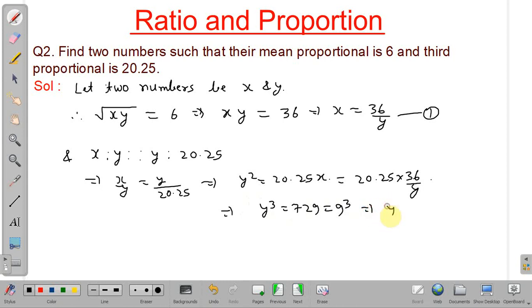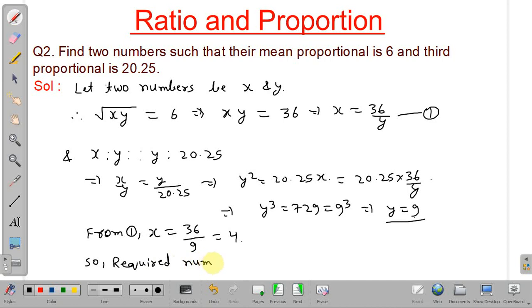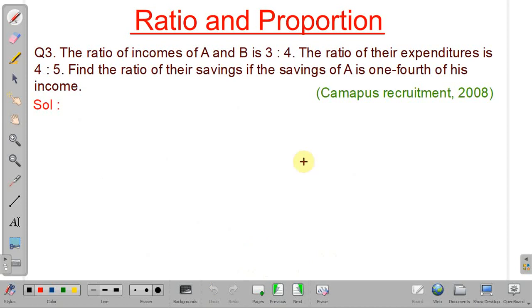So from here we will get y equal to 9, and substituting this value of y in equation 1 we will get the value of x. From equation 1, x equal to 36 by y, and y is 9, so x will be equal to 4. So the required numbers are 4 and 9. Okay, so we will discuss the next problem.